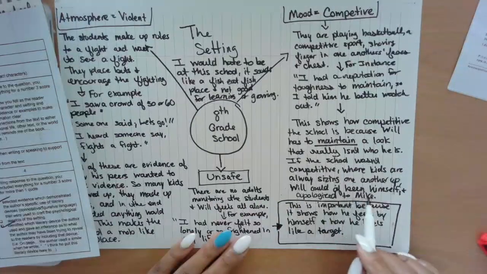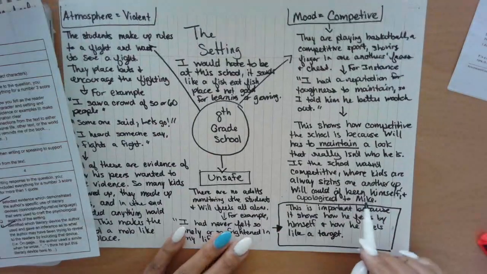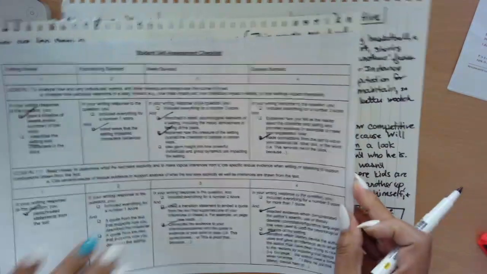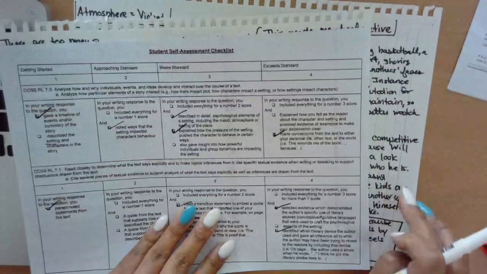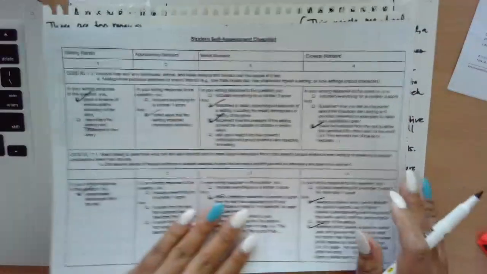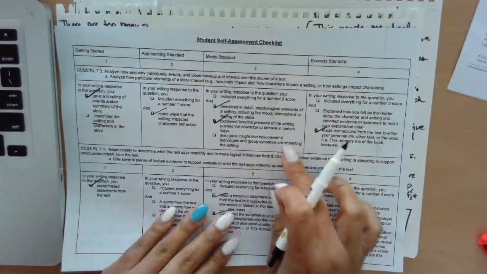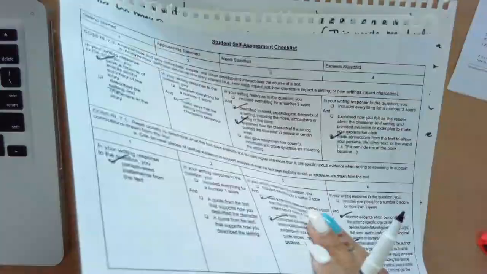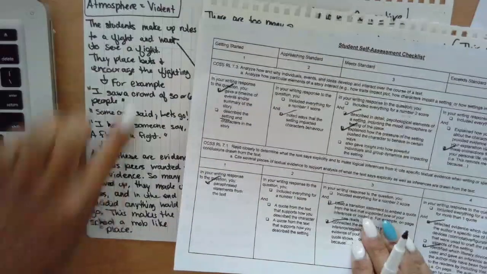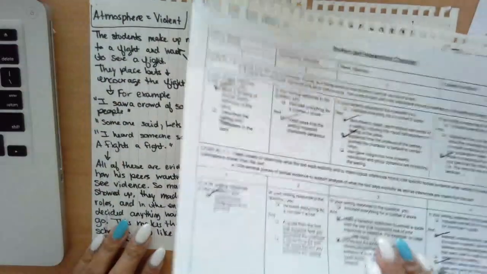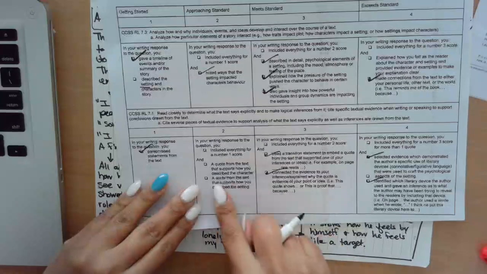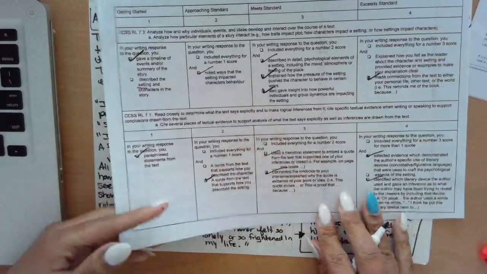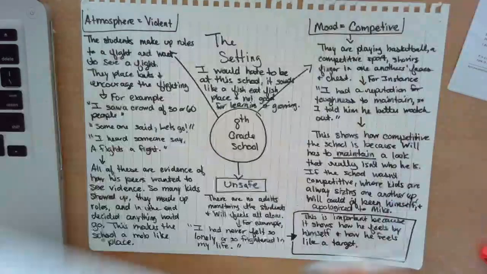Will could have been himself and apologized to Mike. So right there, I talk about how the competitive nature of the school is pushing him to act in a way that he's not. Also gave insight into how powerful individuals and group dynamics are impacting the setting. I did that right here, where I talked about how violent the school is. I put a quote from the text that supports how I am describing the setting. Now let's talk about the character.